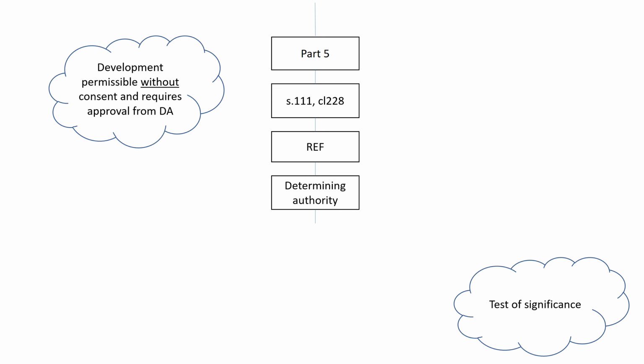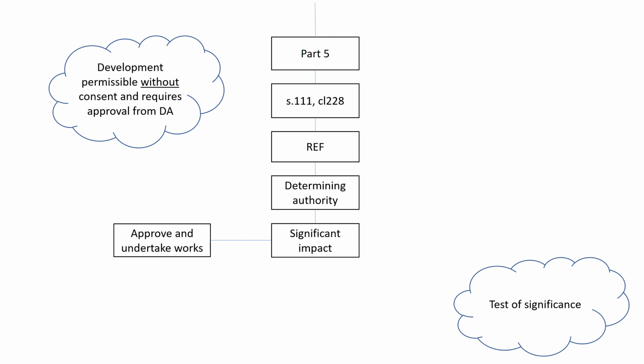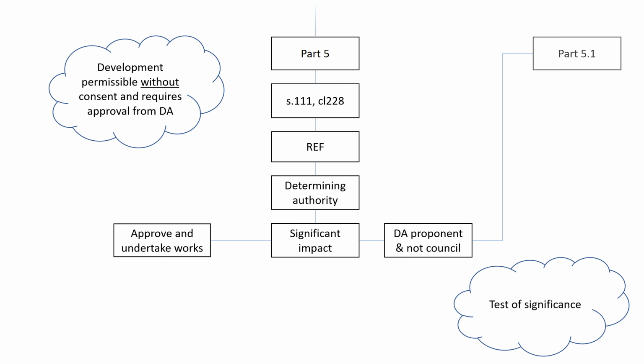So, a determining authority will review an REF and determine if a significant impact is likely or not. If a significant impact is not likely, then the works can be approved and undertaken without any further consideration. If, however, a significant impact is likely and a determining authority is the proponent and is not a council, that means that activity must now be assessed under the Part 5.1 State Significant Infrastructure pathway, which I'll touch on in a moment.